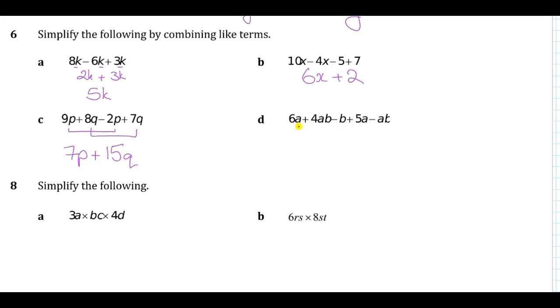D. I've got an A, an A, an AB, an AB, and just a B on its own. So, start with the A's. The 6A and the 5A gives me 11A. The B is simply on its own, so we're going to subtract B. And the 4AB, take away one of the AB's, leaves me with positive 3AB, because it's 4AB subtract AB. There's 4 of these, take 1 of these.